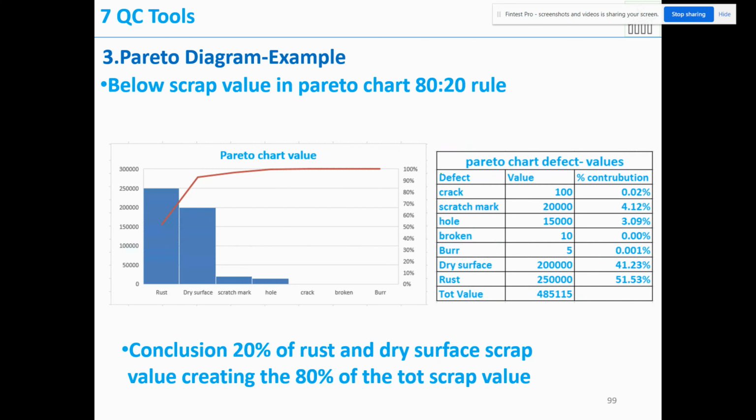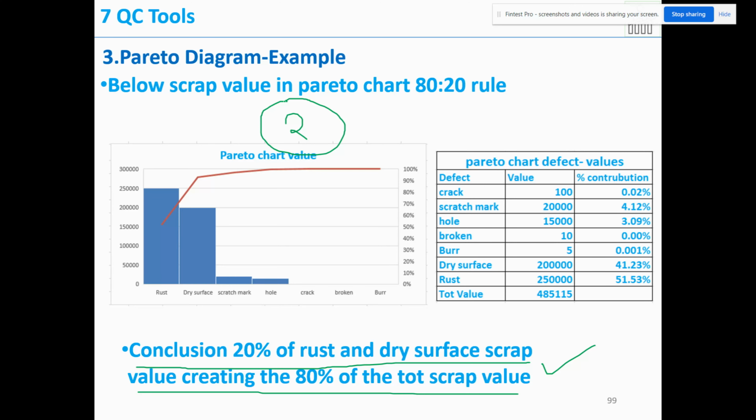So now here is an example. They found that 20%, the rust and dry surface, is creating 80% of the total scrap value. Because of 20% of the particular defects, 80% of the total scrap value is getting created. So when you work on the 20% cause, 80% of the problem will be solved. There are two categories here. We are linking the 20% of causes within the problem statement and linking the 80% of the cost that has happened in terms of money.